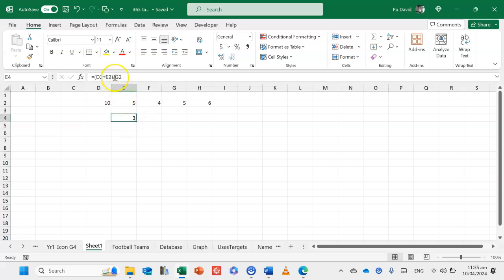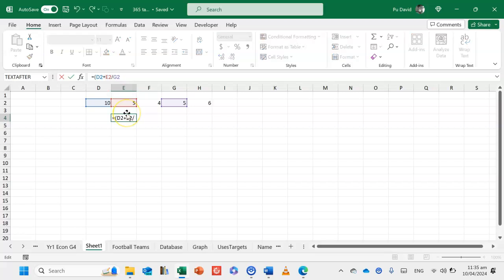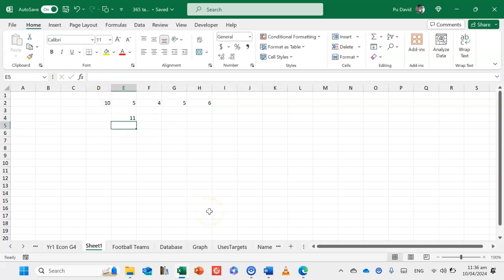If I remove those brackets, we know if there's nothing at all, the answer is going to be 11. Let's say I put the brackets around the division part of it, E2 divided by G2. 5 divided by 5 equals 1, plus 10 equals 11. And there you go. So you should use brackets to tell it what to do first.